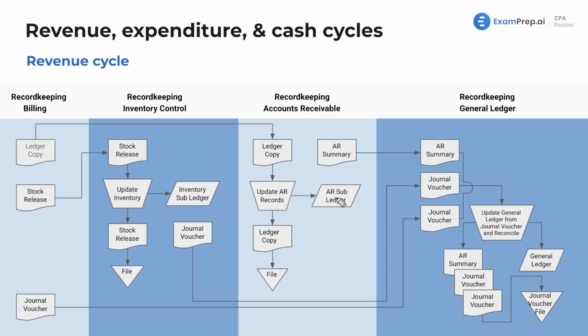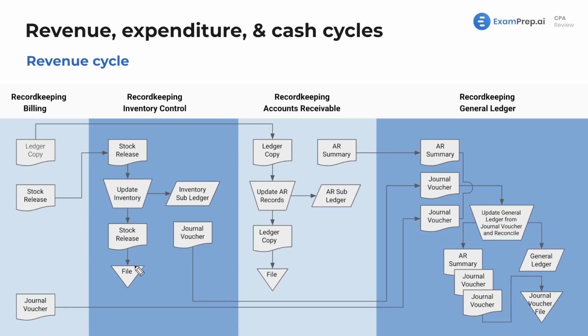Again, like I said, there are just so many ways this can be presented. It's not about memorizing, but more about understanding and being able to interpret if you do see this yourself. The stock release is going to go to inventory control for record keeping, updating the inventory subledger so we know in our accounting system how much more we have of each particular item in our inventory, right? That's going to be important.